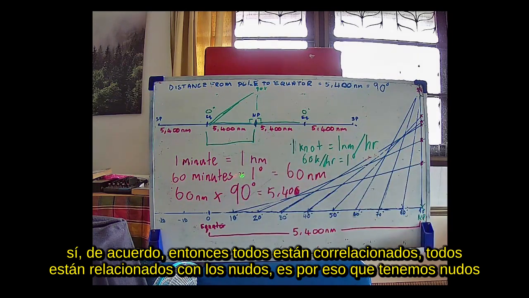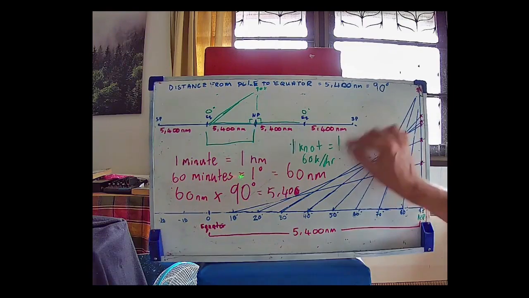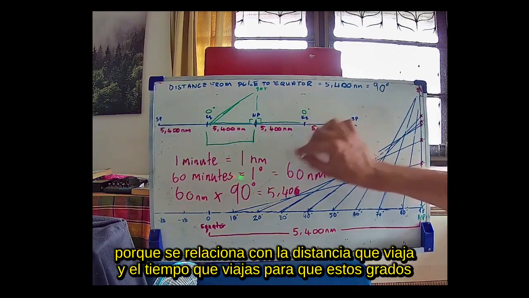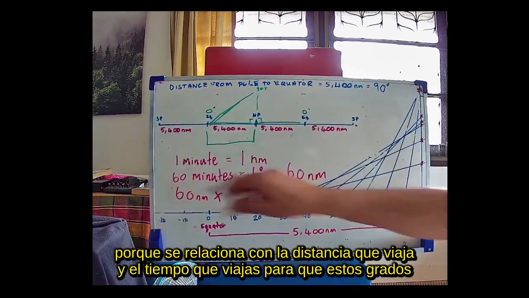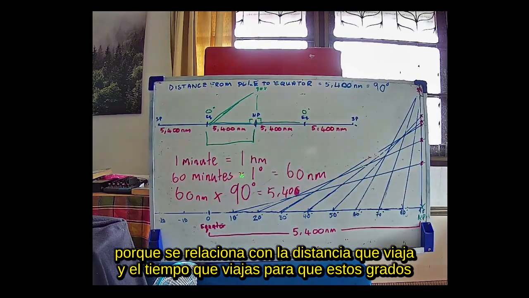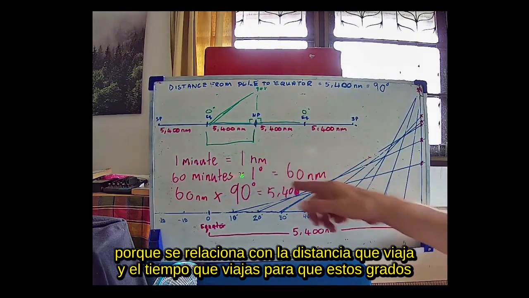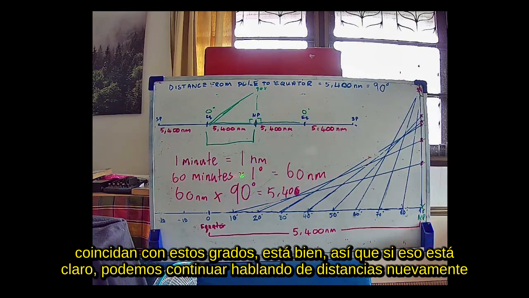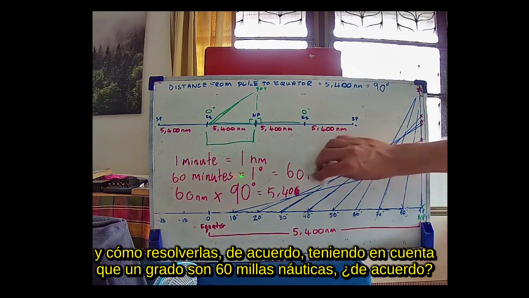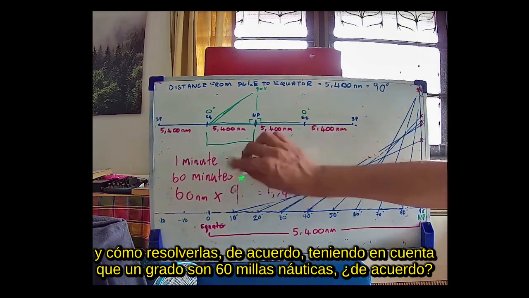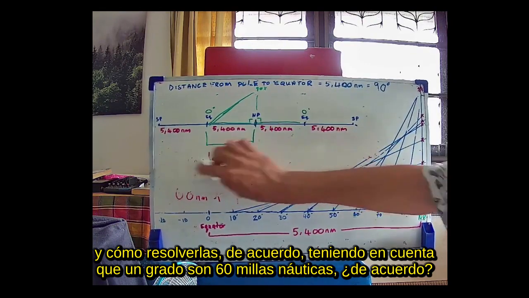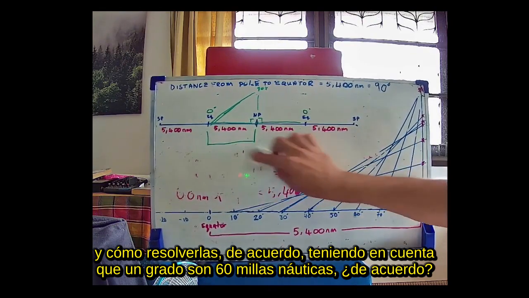They're all related. The knots, that's why we have knots, because it relates to the distance you travel and the time you travel to get these degrees, in line with these degrees. Okay? So, if that's clear, we can go on to talk about distances again and how to work those out. All right, keeping in mind that 1 degree is 60 nautical miles, okay?